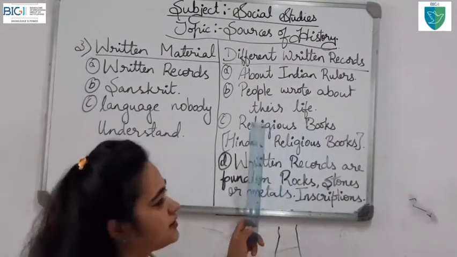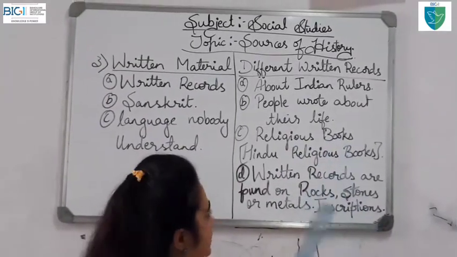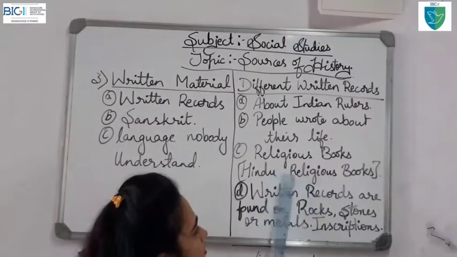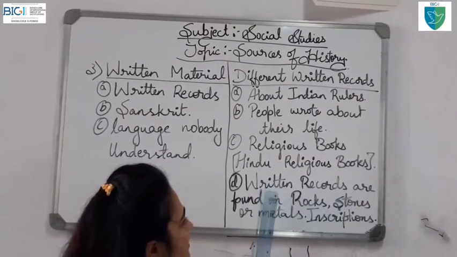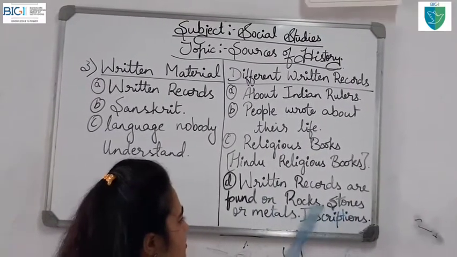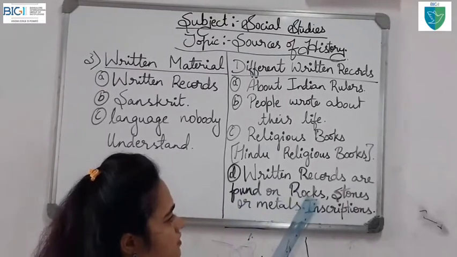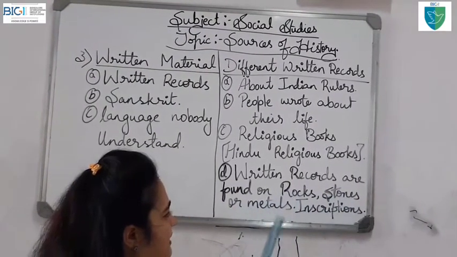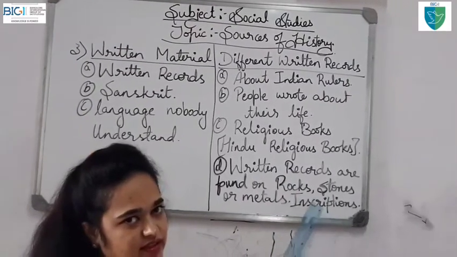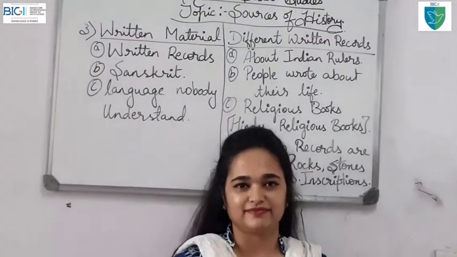Next, written records were also in religious books. Okay, the religious books also were sources of history. Next, the religion books were written in the Hindu religion book. Written records are found on rocks, stones or metals. Where are they found? They are found on rocks, stones or metals, and this is called inscription. The written thing is called inscription. Okay.